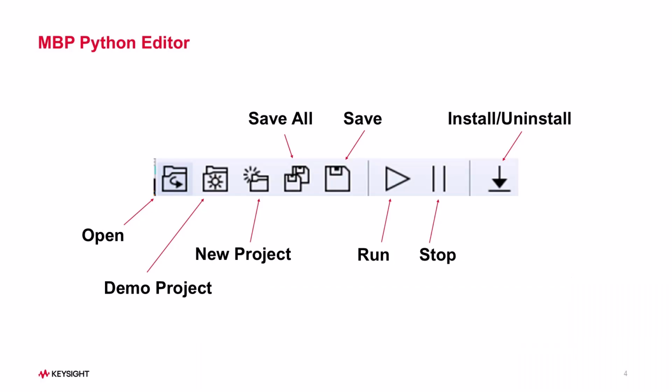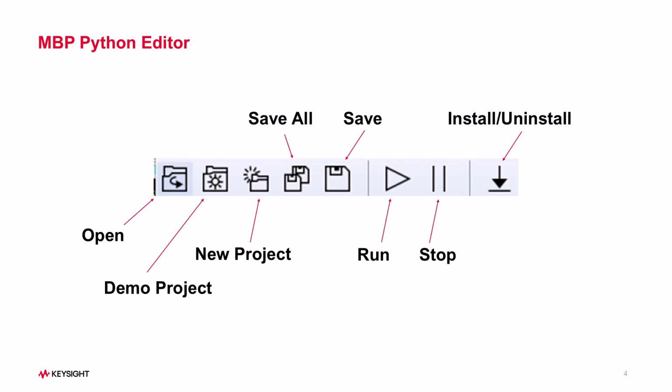The toolbar has icons for basic operations, such as opening a project. In MBP, the environment for running Python is managed as a project. A project includes Python programs, data files, text, and groups of multiple programs called task groups under a root directory.